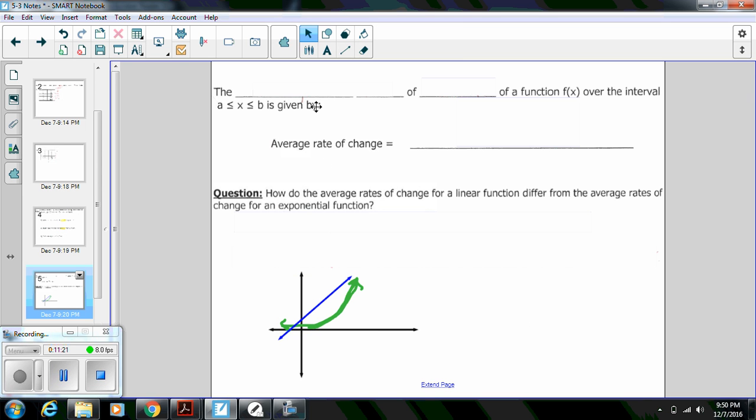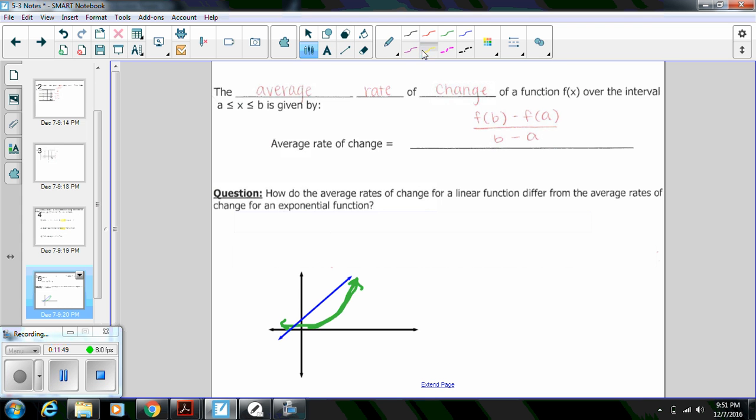So the average rate of change of a function f of x over an interval a less than or equal to x, which is less than or equal to b. So this is just saying from the number a to the number b. It's going to be in between those two numbers that we're looking at. We find this average rate of change using this formula. This is an important formula.